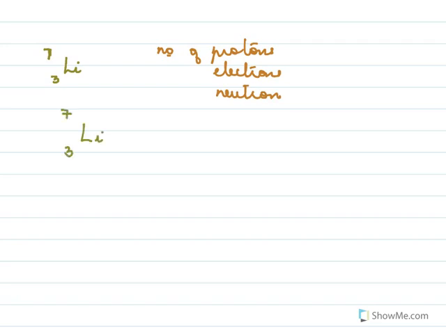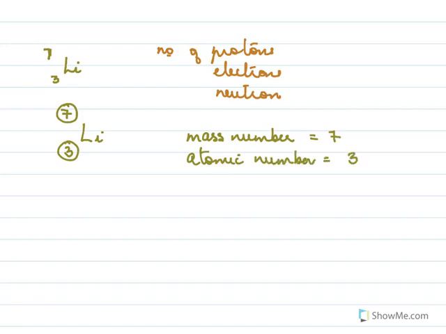So here's the element lithium, and in this case we must find number of protons, electrons and neutrons. Now lithium is written as, this is symbol of lithium, there's a 7 up and 3. This is the mass number, so mass number equal to 7 and atomic number equal to 3.